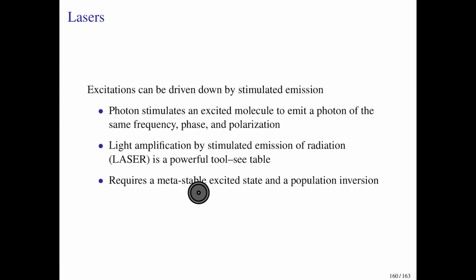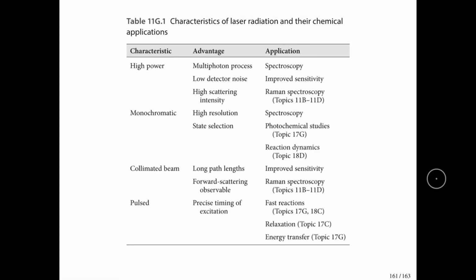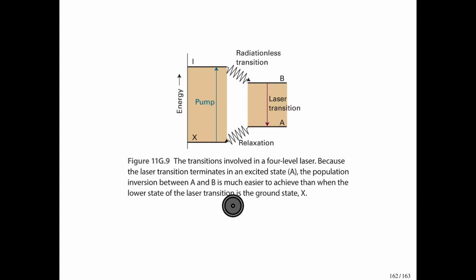Two things that you need in order to generate laser light. You need a metastable excited state, one that will decay by non-radiative processes, and then you need to create what's called a population inversion. So let's illustrate that using this simple four-level laser system. You can't generate a laser with only two levels. You need a minimum of three, but I think four is probably the best. Here's how it works. You've got some ground state here, okay?